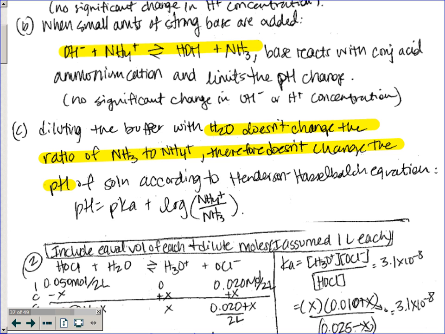If you dilute the buffer, and the dilution process does not change the ratio of the weak base and the conjugate acid, what happens to pH? It stays the same. So we know the relationship now. pH is based on this relationship in the Henderson-Hasselbalch equation, as well as what you're dealing with. But if this ratio changes, it will shift the pH one way or the other.